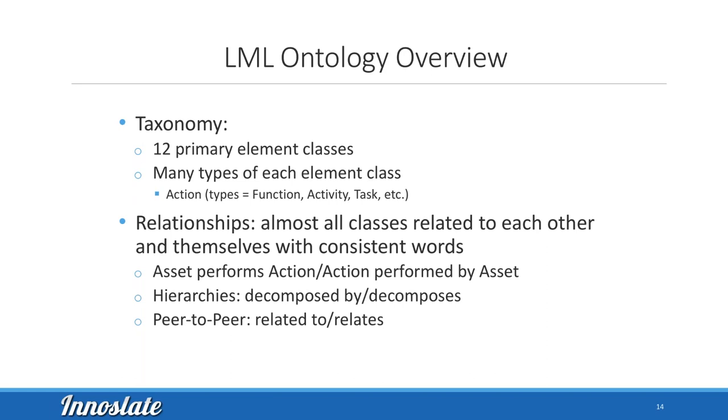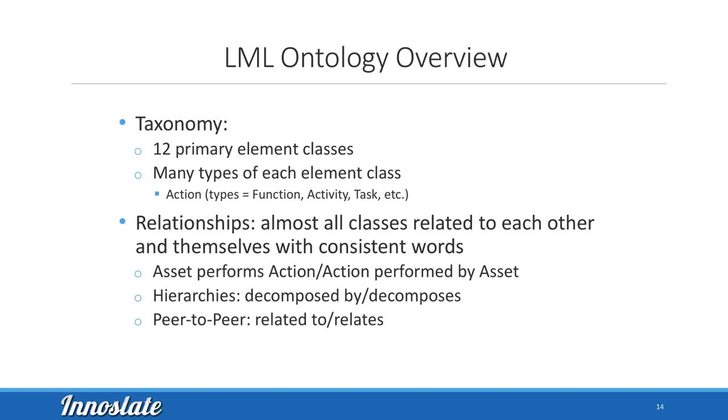Relationships: almost all the classes are related to each other and themselves, and that's important. It's also important that we have the ability to have consistent words. One of the things I've seen in other ontologies is they'll use a different verb form for going one direction versus the other. Again, all relationships are bidirectional, intentionally. So an asset performs an action, and an action is performed by an asset. So those are consistent. Another consistency is all hierarchies are decomposed by and decomposes.